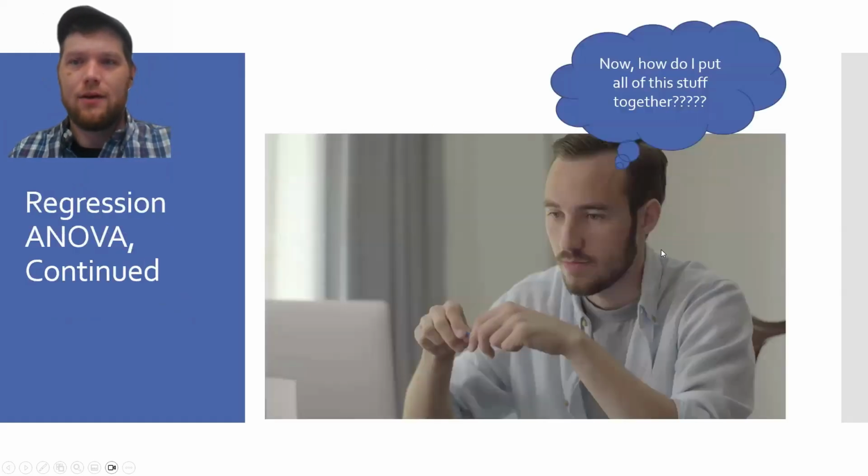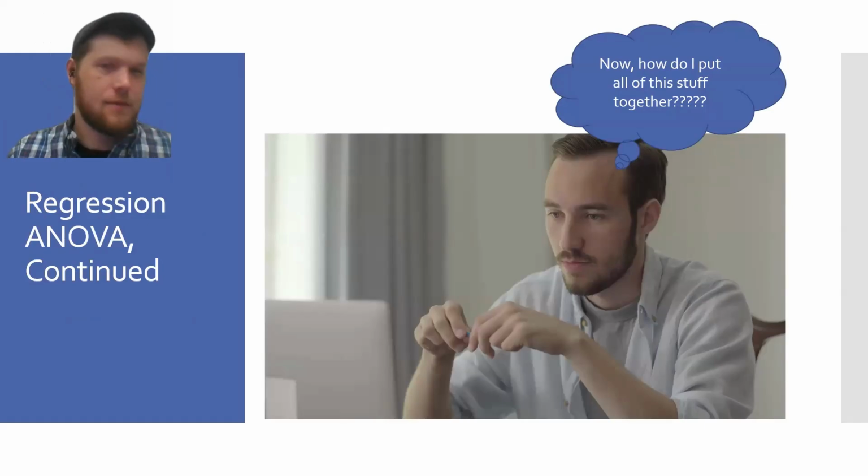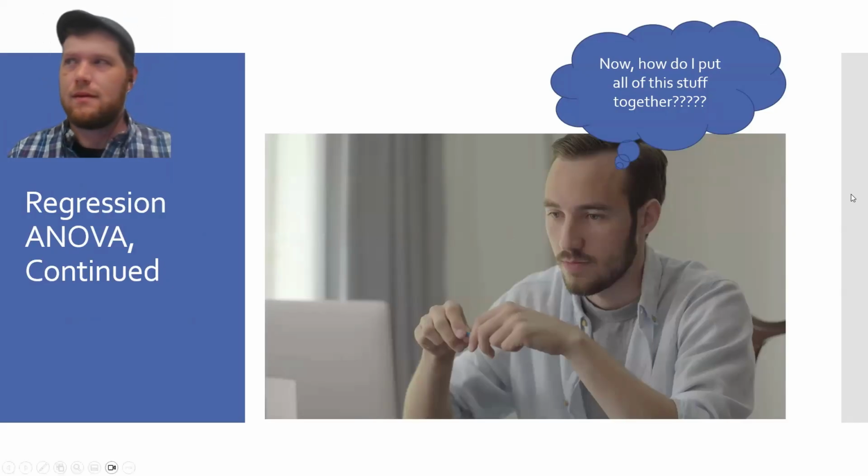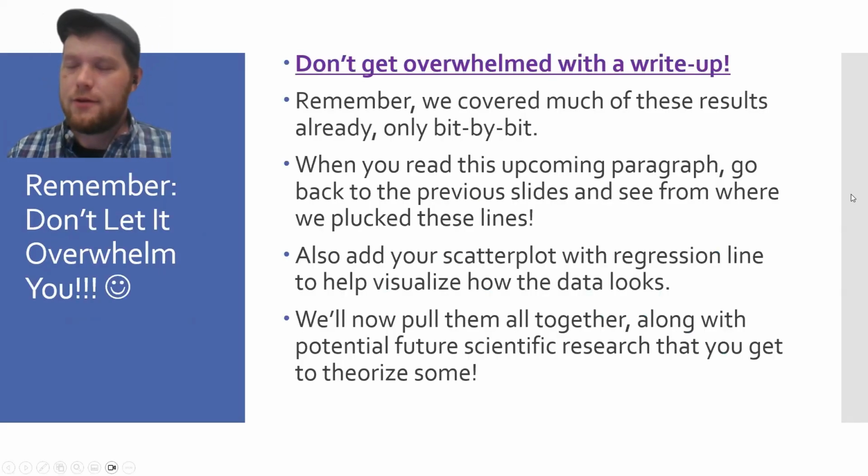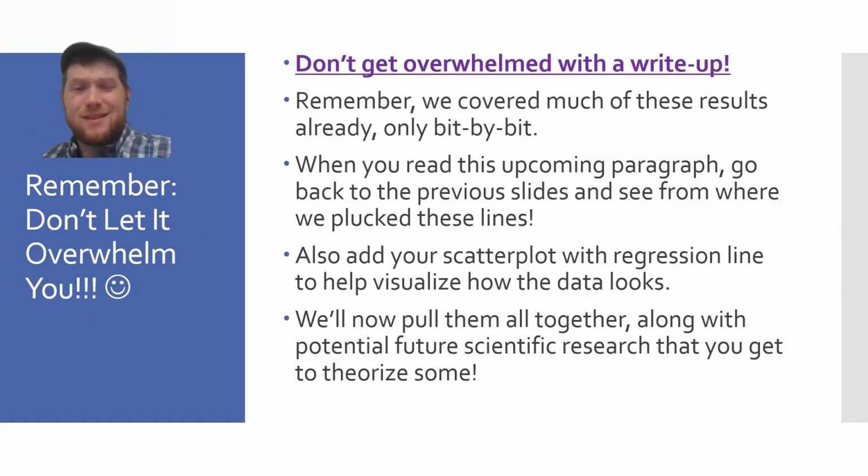Now, how do I put all this stuff together? That's the big picture, right? Don't get overwhelmed with these write-ups. Remember, we covered much of the results already, just bit by bit. And we're going to Frankenstein it together. We read the upcoming paragraph, go back to the previous slides and see where each of these lines were plucked from. Also, make sure to add your scatter plot at the end with the regression line to help visualize what the data looks like.